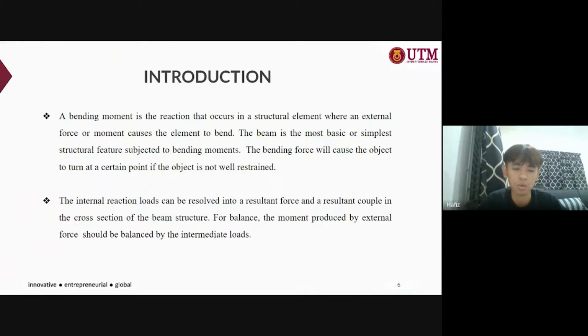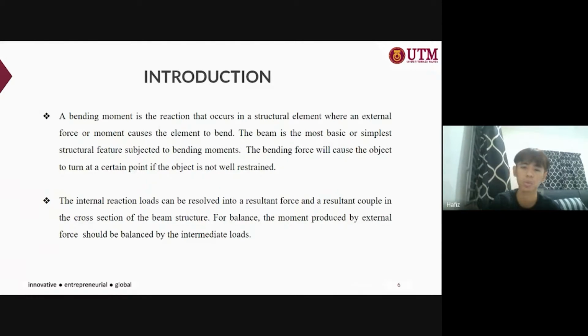Next part is the introduction. A bending moment is the reaction that occurs in a structural element where an external force or moment causes the element to bend. The beam is the most basic or simplest structural feature subjected to bending moments.